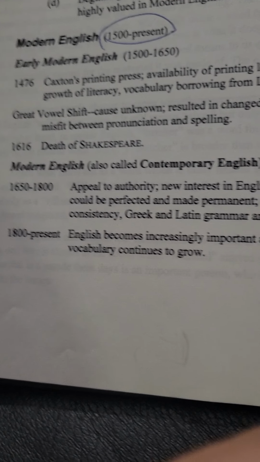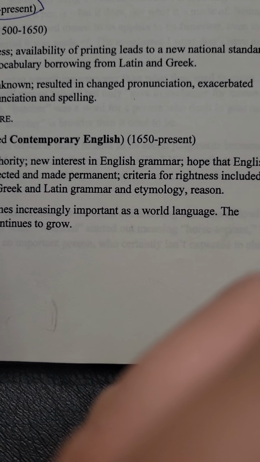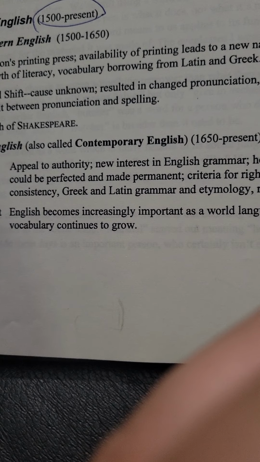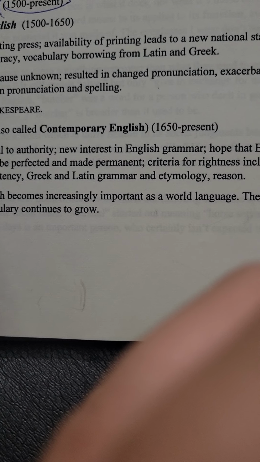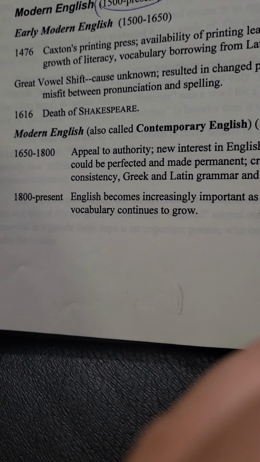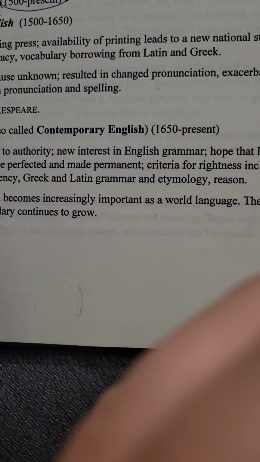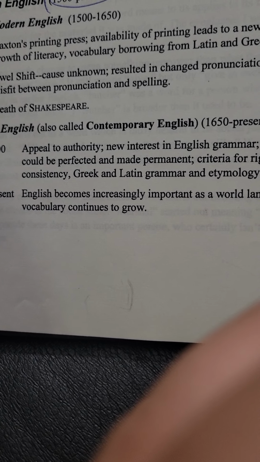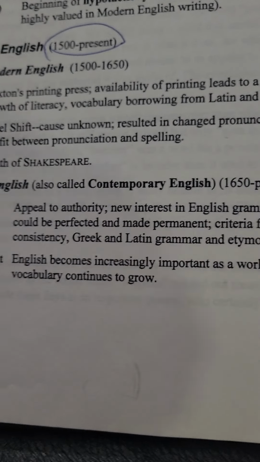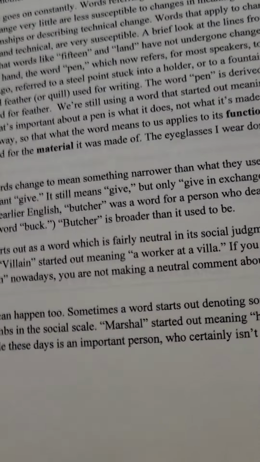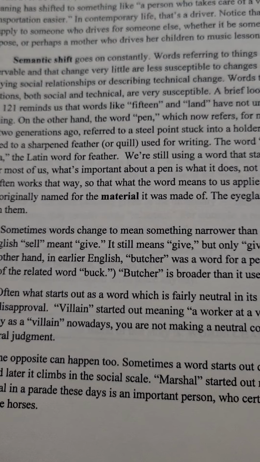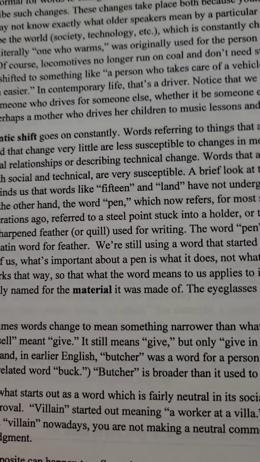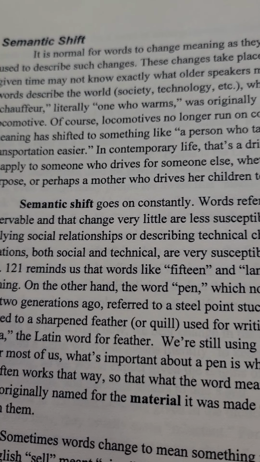So it says 1650 to 1800, appeal to authority, new interest in English grammar, hope that English could be perfected and made permanent. Criteria for rightness included consistency, Greek and Latin grammar and etymology, reason. 1800 to present, English becomes increasingly important as a world language, the vocabulary continues to grow. So what that means is that as English has become a very important language in the world, it continues to grow as a language, and there's more words now than there were back then.